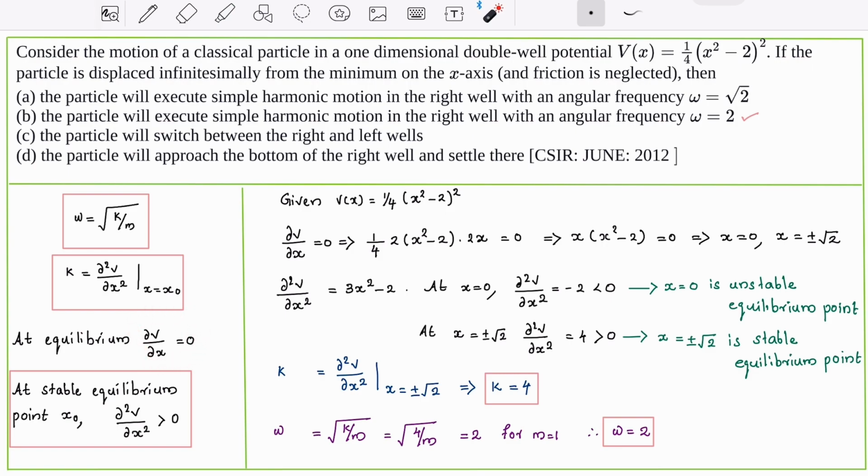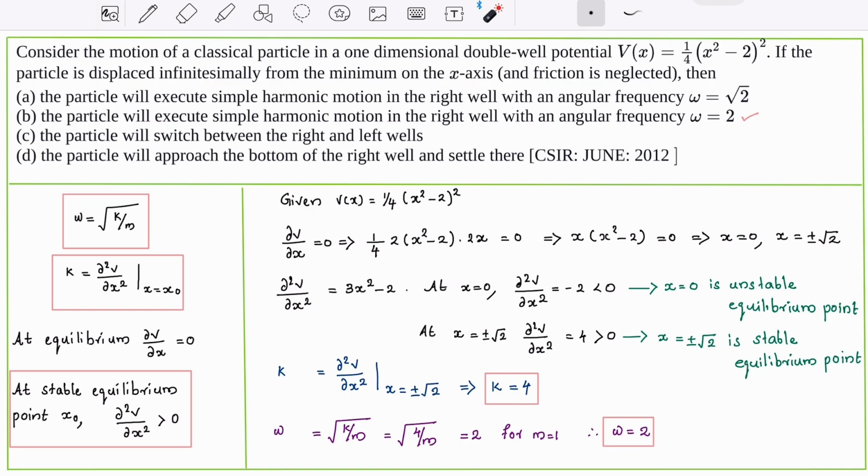Now, we have the condition for a stable equilibrium point. Suppose x₀ is the stable equilibrium point. Then, at this point, the second derivative of the potential with respect to x, that is ∂²V/∂x², is greater than 0. In the given problem, V(x) is given as 1/4 (x² − 2)².